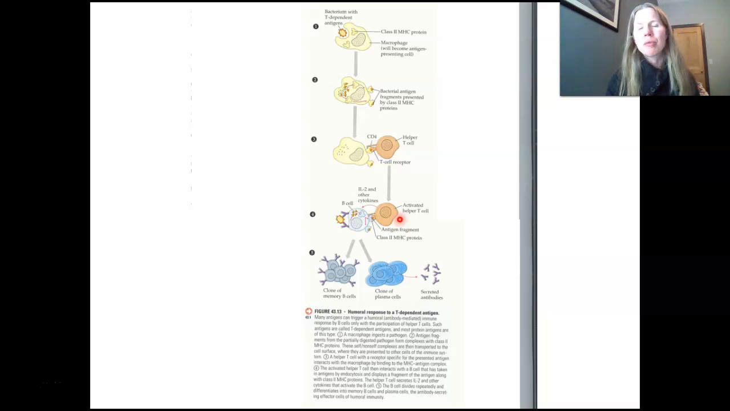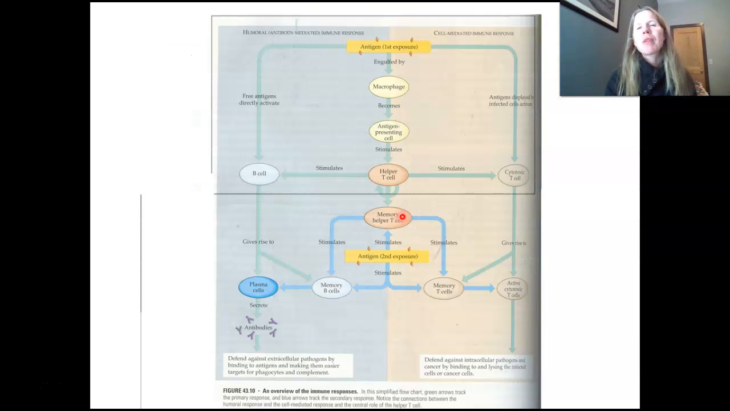These are just pictures from another book, also explaining how helper T cells and B cells work. I pulled this from another book, and I like it because it shows the same thing that we just saw in that antibody graph. So here, this is our first exposure. This is our second exposure. That's what this line is here.